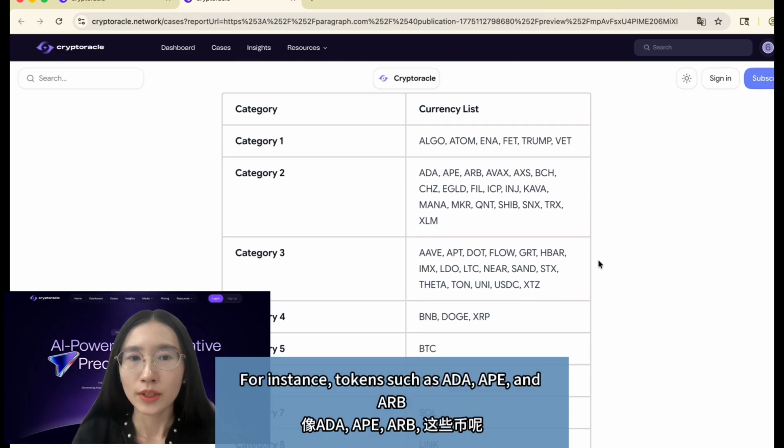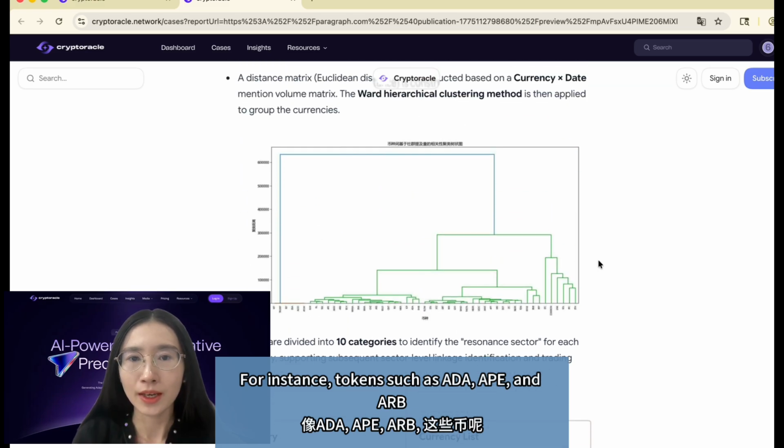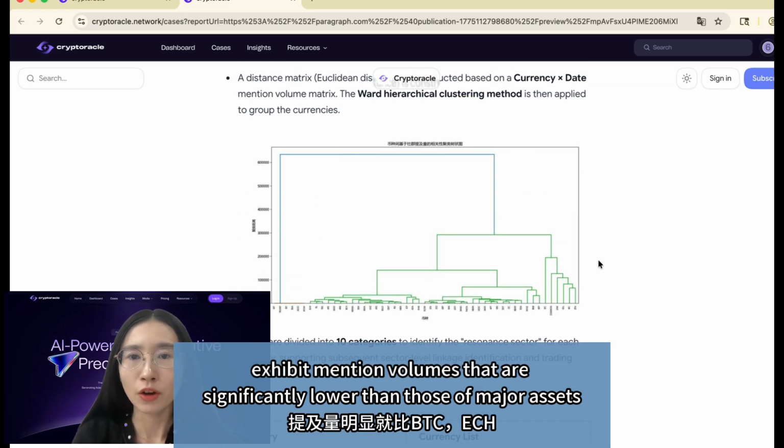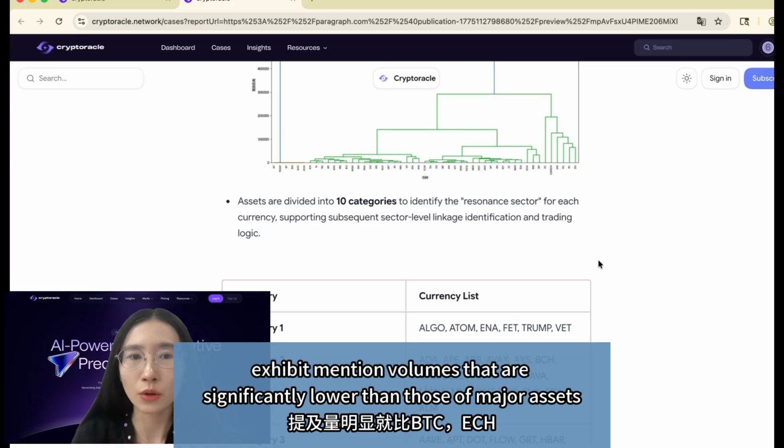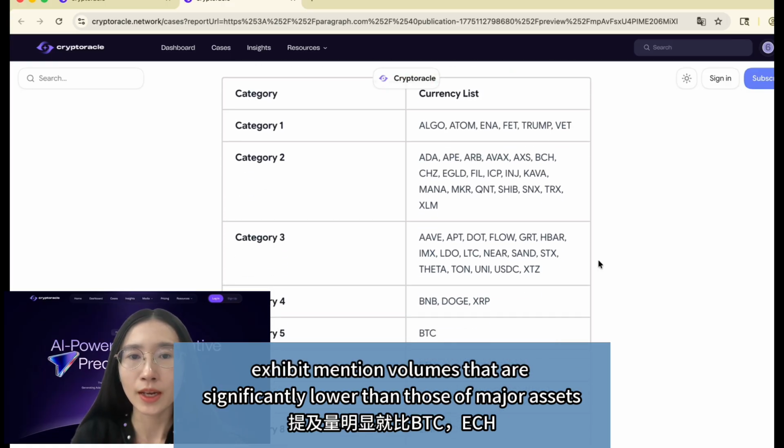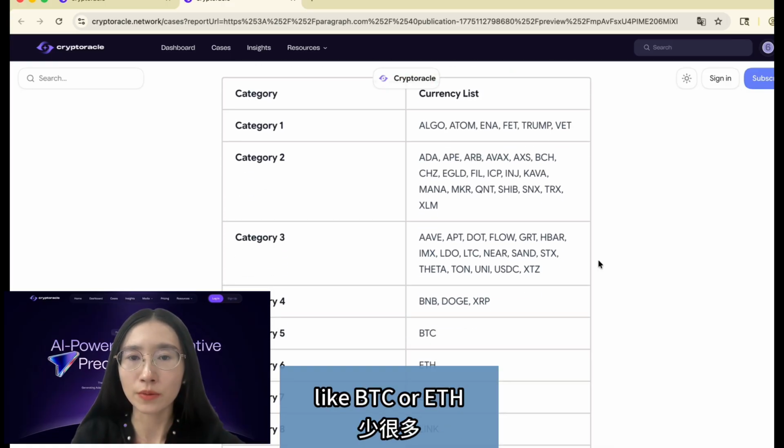For instance, tokens such as ADA, APE, and ARB exhibit mention volumes that are significantly lower than those of major assets like BTC or ETH.